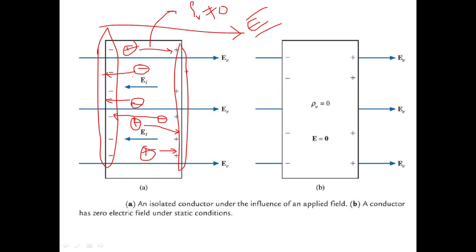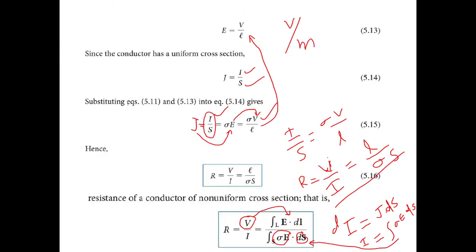I'll repeat again. Whatever charges are there will be randomly distributed in the conductor before applying the electric field. As soon as you apply the electric field, the positive and negative charges separately get accumulated on the surfaces based on the direction of the electric field applied. The time required for the charges to settle down on the surfaces after the introduction of the electric field is called relaxation time.